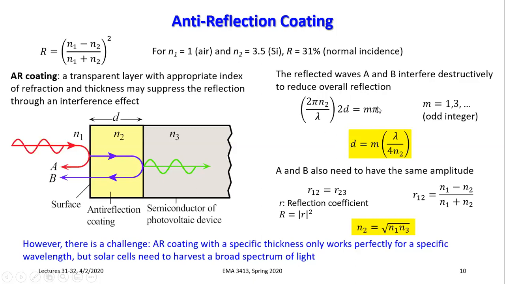It'll be off a little bit. That means the cancellation will not be perfect. So you can achieve perfect zero reflectance for some wavelength. When you go to different wavelengths, the reflectance will be non-zero again.